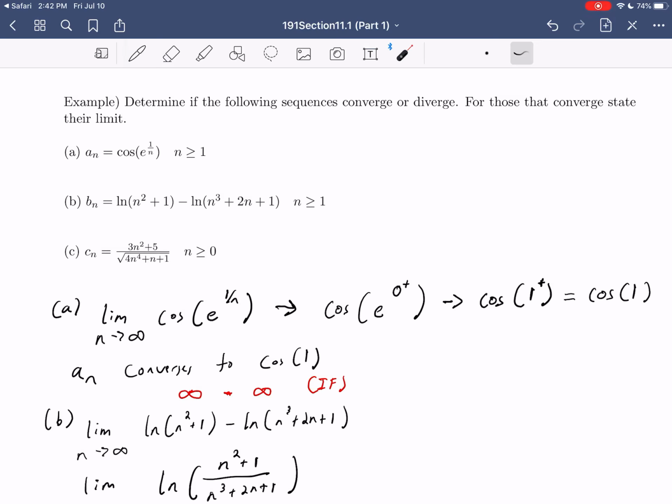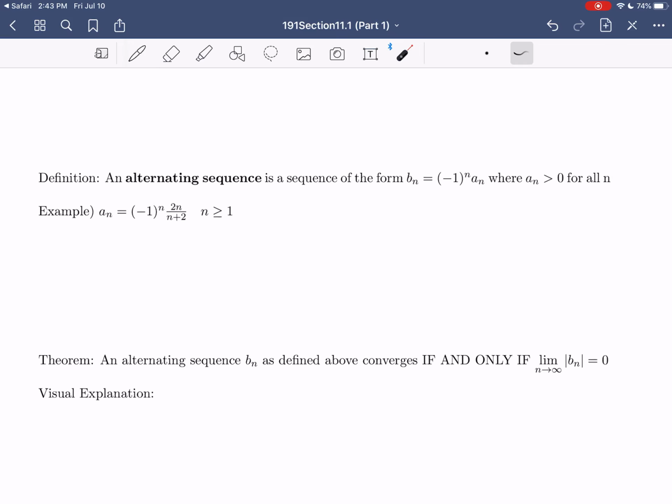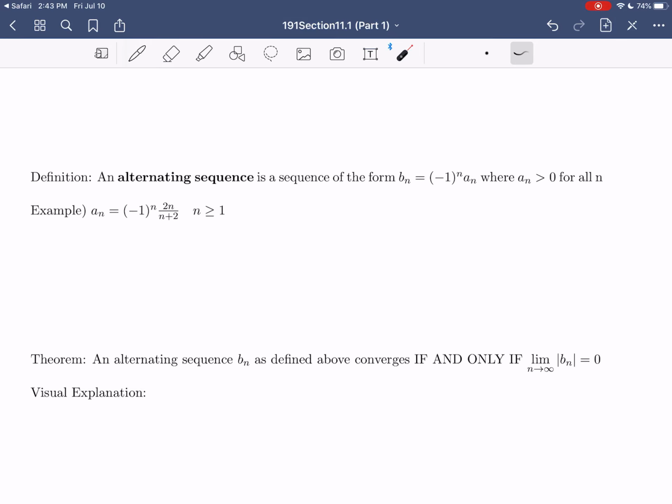So far, even though I haven't used it except for once, we could have replaced every one of these with a corresponding function, basically just changing the letter from the discrete n to the continuous x, and analyzed it like that. But we're now ready to talk about something that is unique to sequences, meaning that there's no functional parallel. So we're going to talk about what is called an alternating sequence. And this is very, very important because, again, this is something that is unique to sequences.